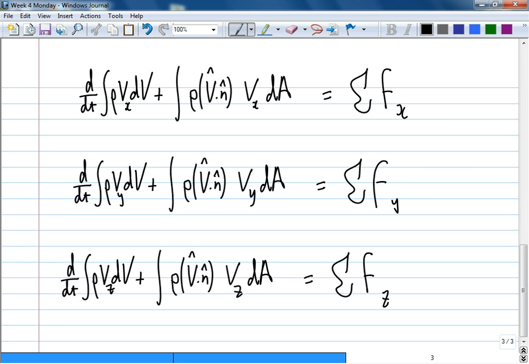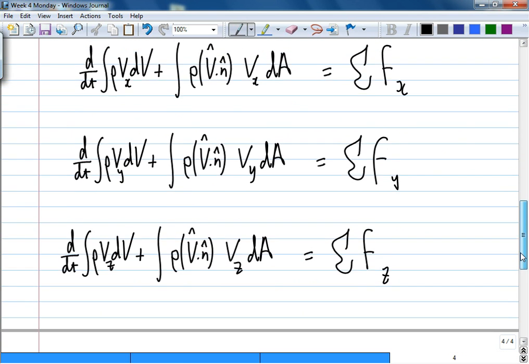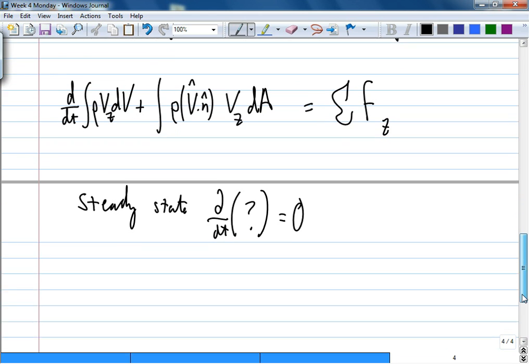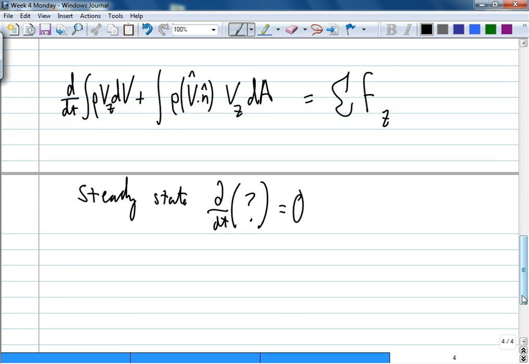So most of the time, you won't have to solve this, but in case you do. Most of the time, usually steady state. So this term, the d on dt of anything is equal to 0, so you can get rid of the first term. And normally, but not all the time, in exams, they just like to throw you off a little bit, make you integrate.